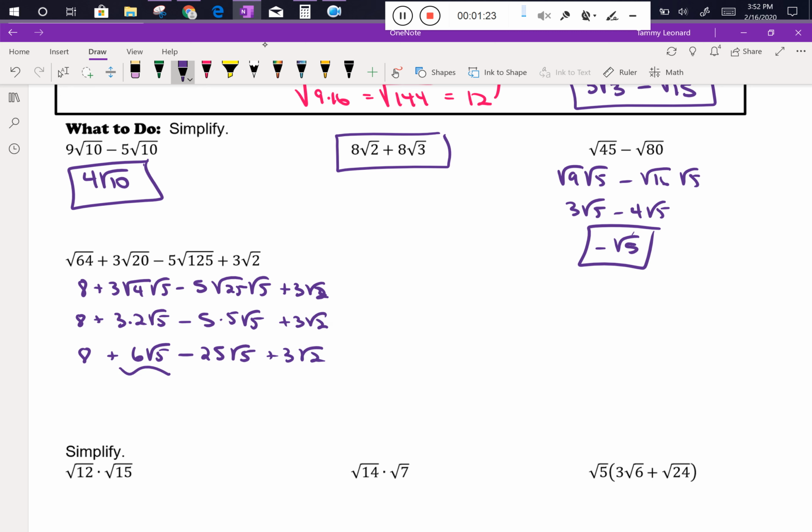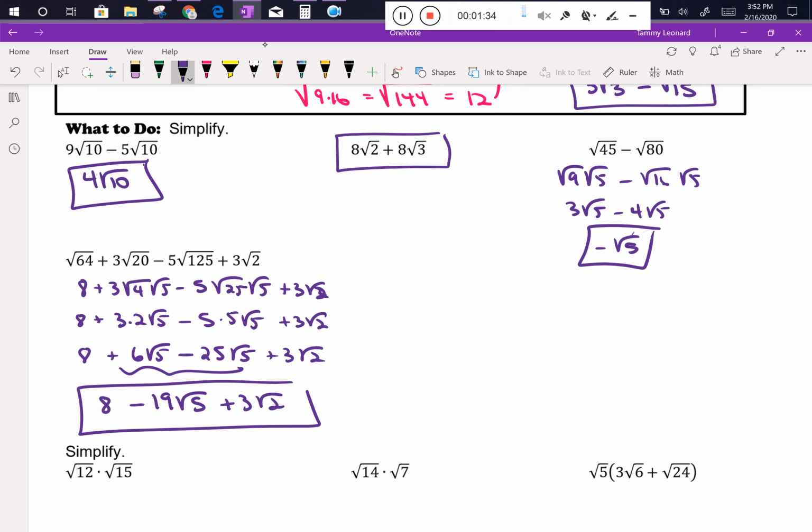So I see that I've got some like radicals in the middle. So I've got 8 minus 19 root 5 plus 3 root 2. That's the best we can do on that one.